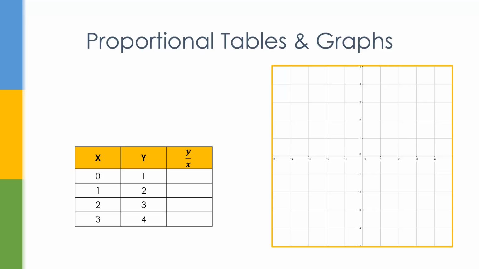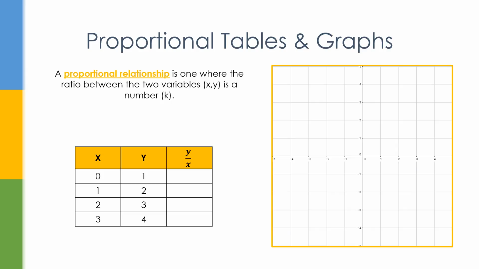Now let's look at proportional tables and graphs to determine, is this a proportional table and is it a proportional graph? A proportional relationship is one where the ratio between the two variables, such as x and y, is a number k. So it kind of resembles what we used to do with slope. All we're doing is looking at, if I take my y value and put it over my x value, what is that number? And if they're all the same, then it tells us it's proportional.